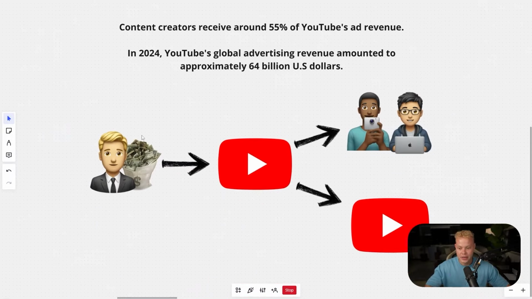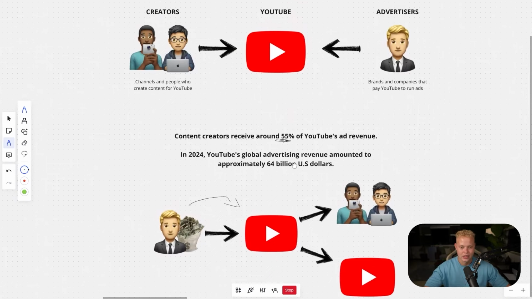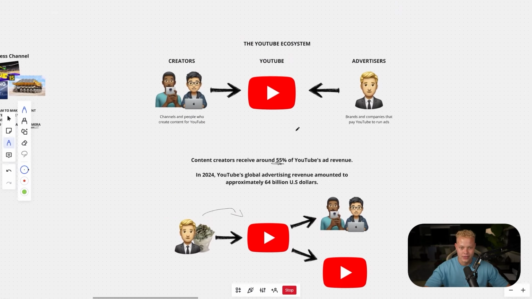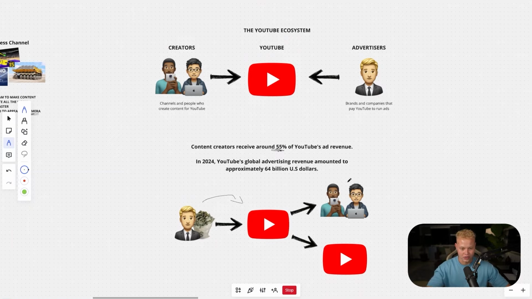Now, how this basically works is the advertisers pay YouTube 100% of the revenue. Then the creators get 55% of the money that the advertisers actually pay YouTube. The creators get 55% and YouTube takes the rest. So this is basically how the YouTube ecosystem works, okay?